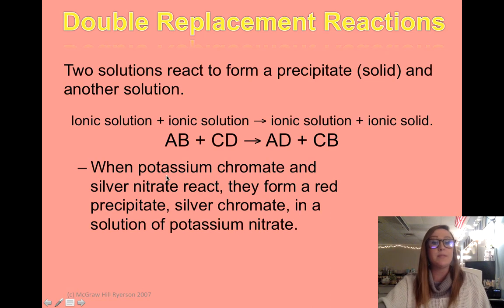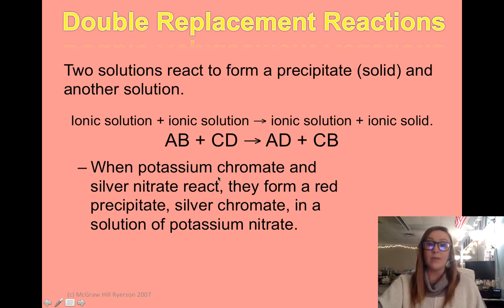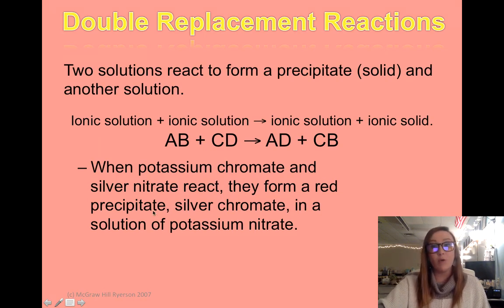So an example is when potassium chromate and silver nitrate react. We have a compound plus a compound. They form a red precipitate, or a red solid. Precipitate means solid. They form a red solid, silver chromate. So notice before in this word equation, silver was bonded to nitrate. Now silver is with what? It's with chromate. In a solution of potassium nitrate, same thing.